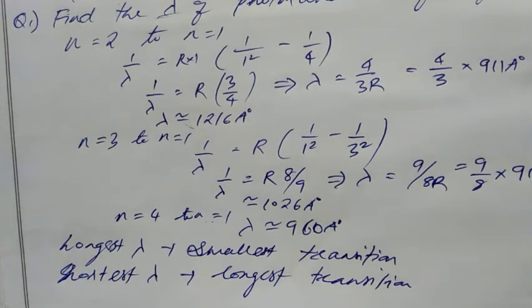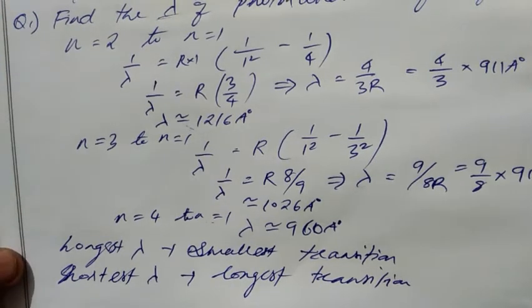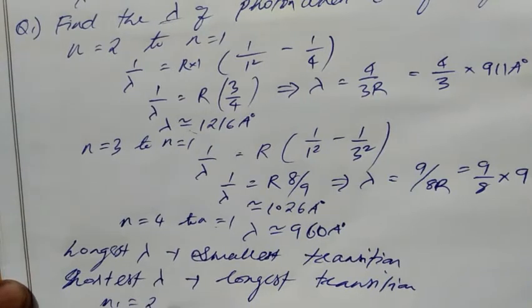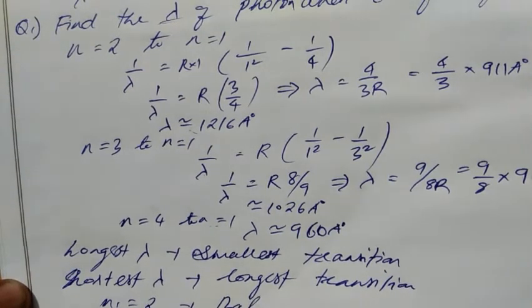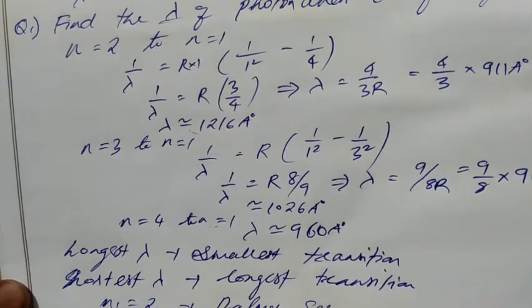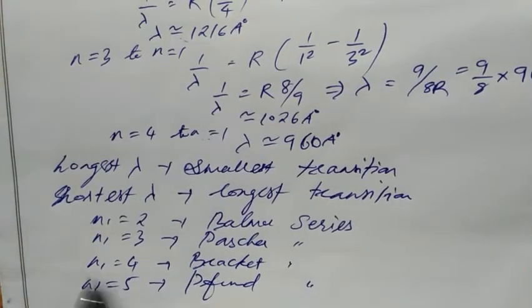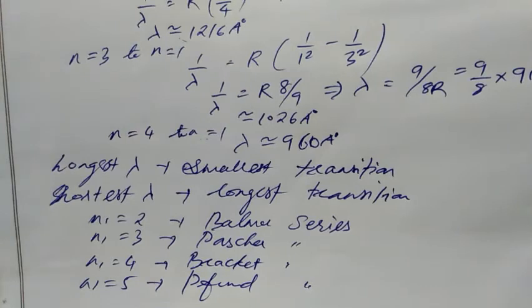So you can take the n1 value depending upon the series which you already studied here. If n1 is 2, then that is the Balmer series. Then n1 is 3, Paschen; n1 is 4, Brackett; n1 is 5, Pfund.